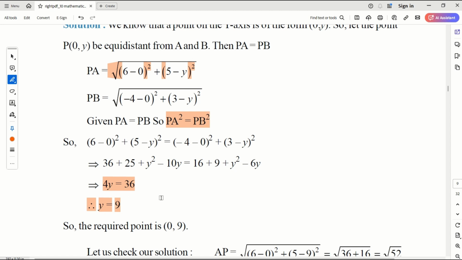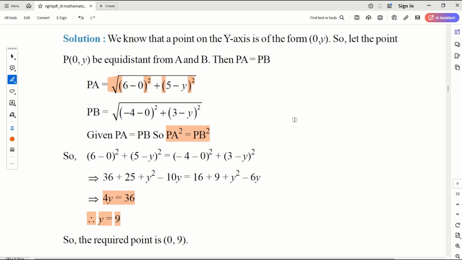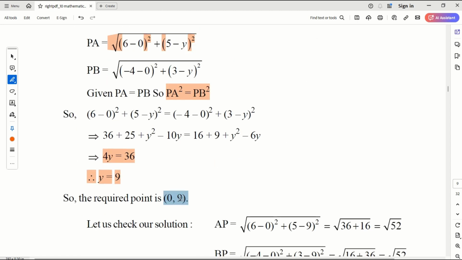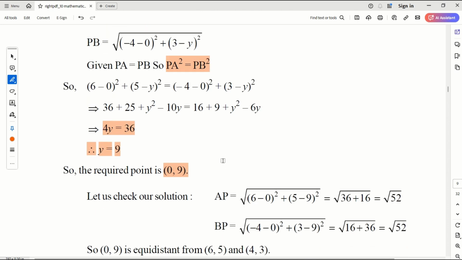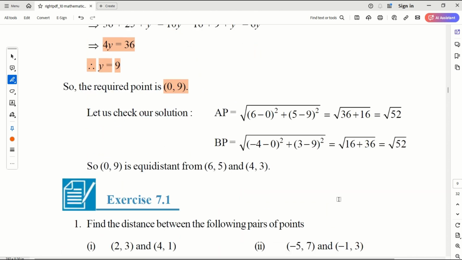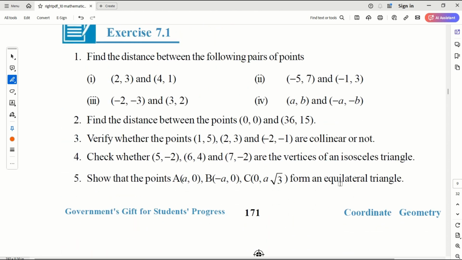Okay, so the required point is (0, 9), because I assumed (0, y) is the point on y-axis. Okay, so required point is (0, 9). Now we can cross check the solution. AP and BP will get the same value. Okay, let's go to exercise now.